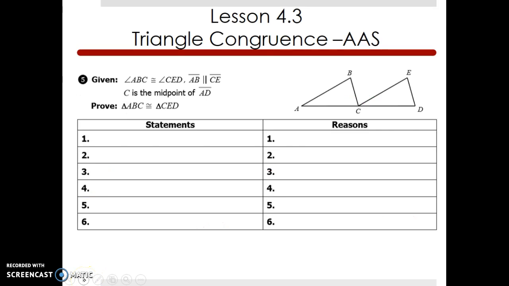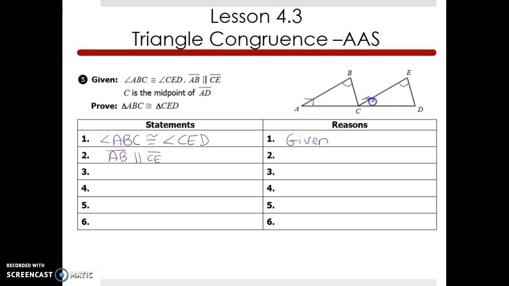Let's try the new example. We're going to start off with angle ABC is congruent to angle CED, and that's given. And I'm going to mark it up too. ABC and CED. And line AB is parallel to CE.